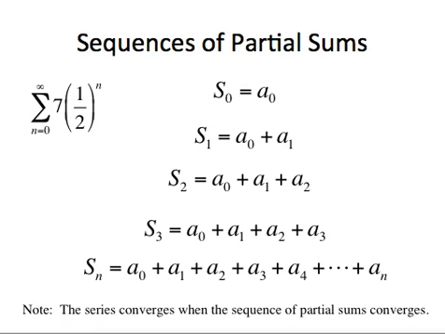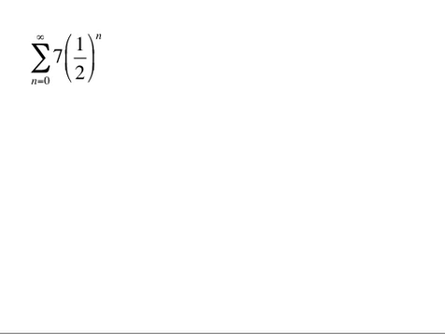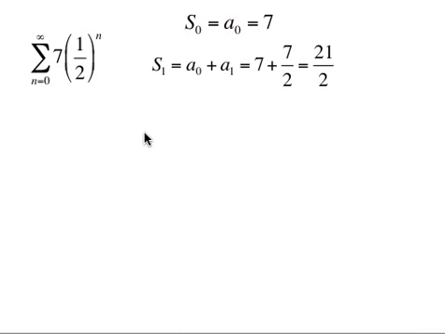Now, the series will converge when the sequence of partial sums also converges. So we're going to look at 7 times 1/2 to the n. We looked at it as a sequence earlier in this lesson. Let's look at it as a series this time. So the sum, as n goes from 0 to infinity, of 7 times 1/2 to the n. So the first term is a0. If n is 0, 7 times a half to the 0 is just 7. That is the first term. That is also the first sum.